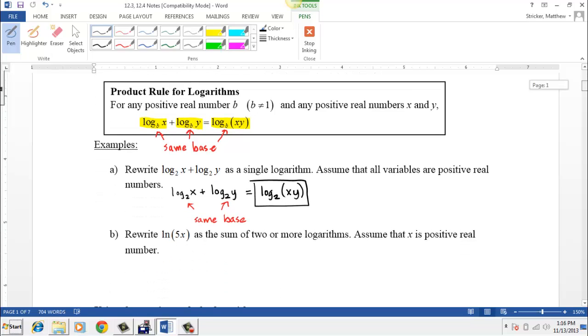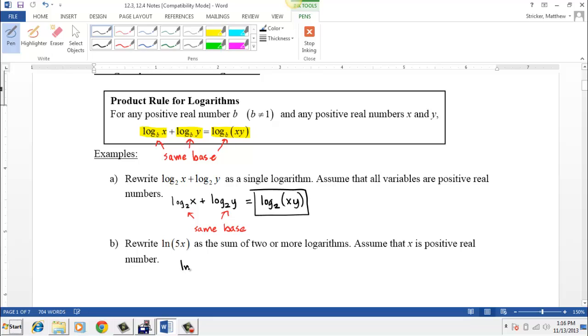We can also apply this property backwards. If I have the natural log of a product, the product is 5 times x, I can still apply this property with ln, natural log x, because remember that natural log x is equal to log x with what base? Base e. And so applying this backwards, I can say it's the natural log of 5 plus the natural log of x. That's applying in the opposite direction. I can always split a log apart.